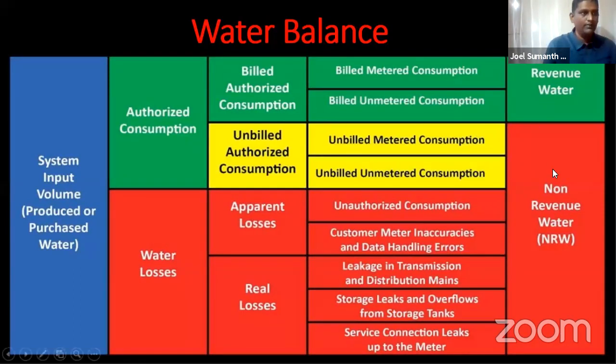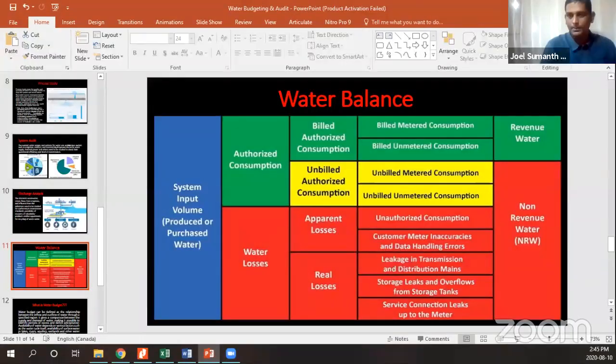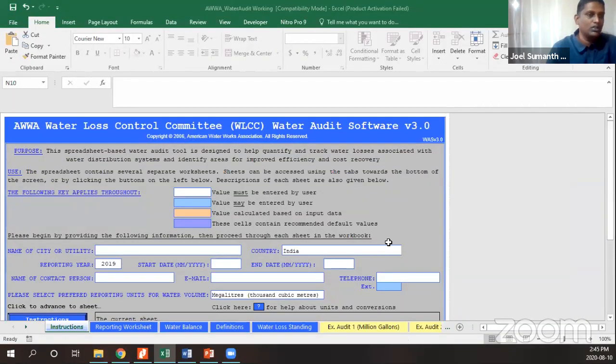So I will just give you an example. I will be sharing a tool with Mr. Sujjan and Shashikala madam, so they can share it with you. It is called AWWA. It is a water auditing tool. So this sheet is something which is universally used for the purpose of water auditing.